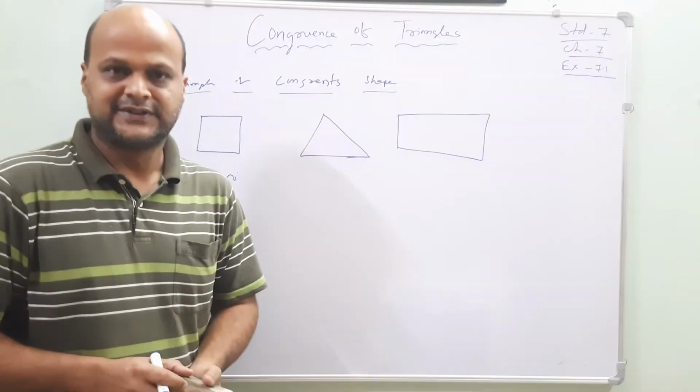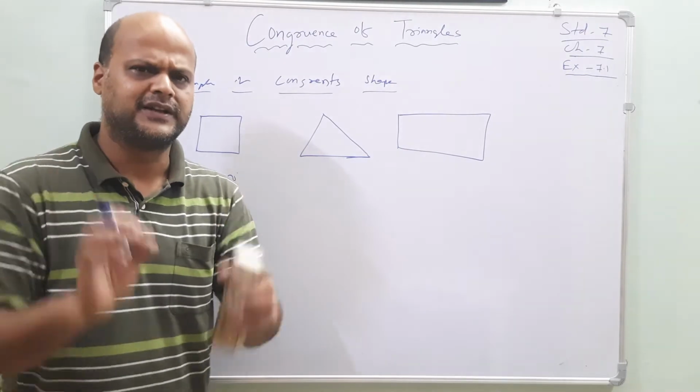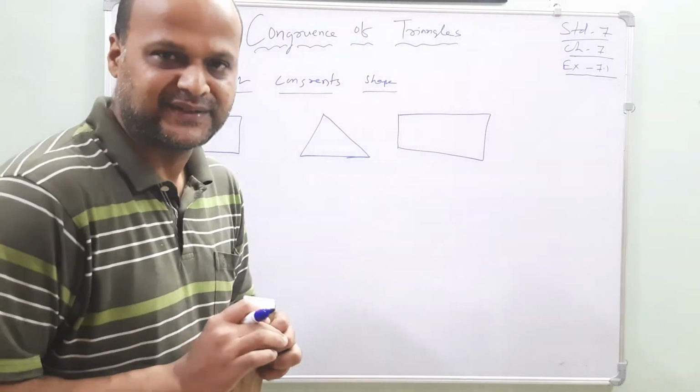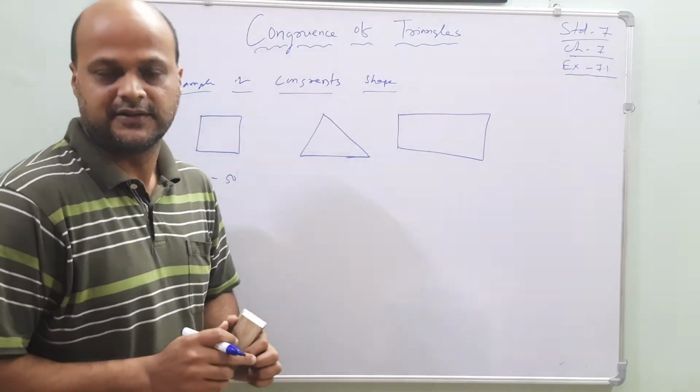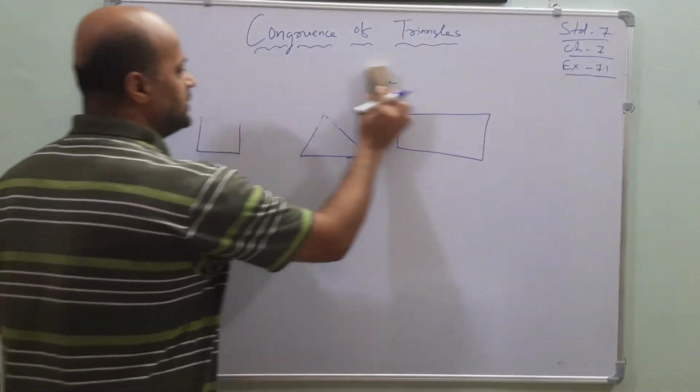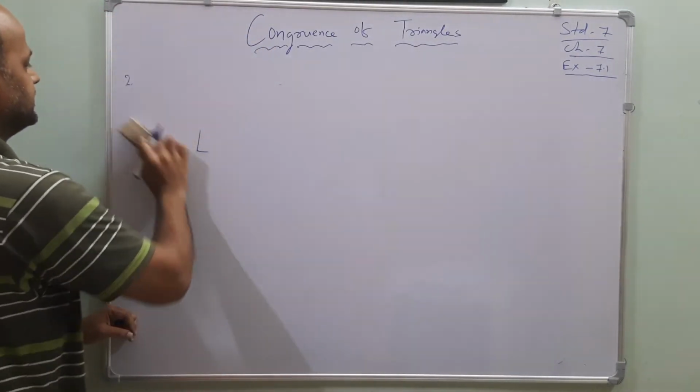Another example is TV sets. Most probably TV sets are of rectangular shape. Nearly rectangle. Okay, let's go to the third one. What is the third one saying?